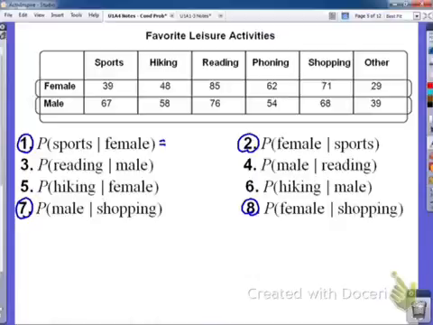Anybody, what's the number of females? 334. Okay, and the number of males, anyone? 362. Do we agree with this? Okay. The number of people that favor sports, 106. The number of people that favor hiking, 106. Reading, 161. 116.